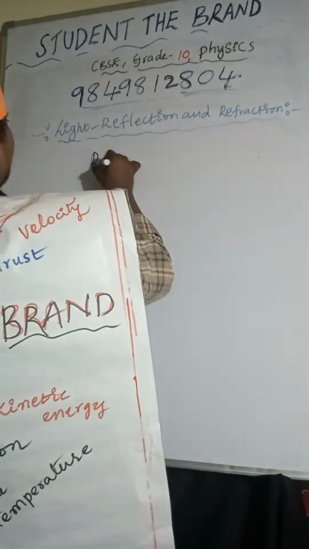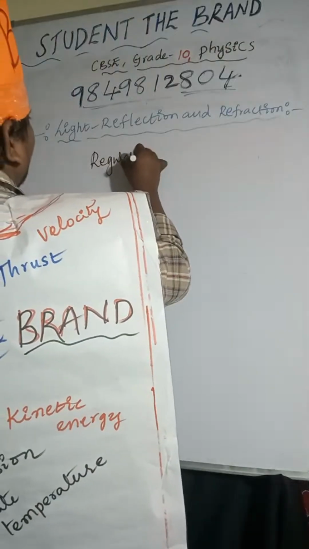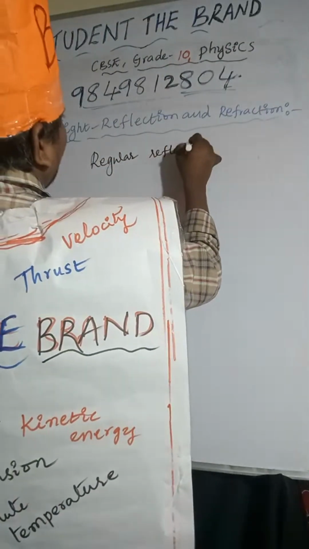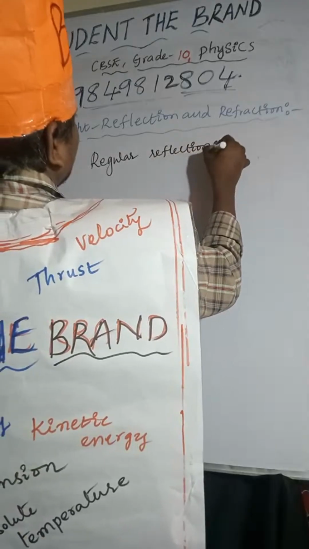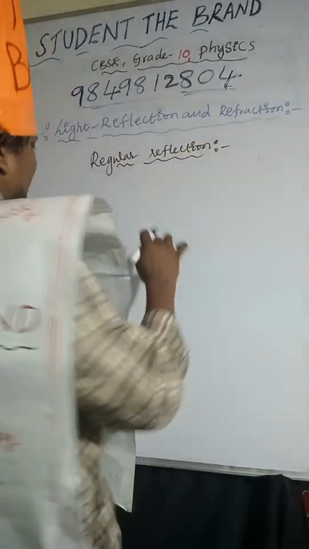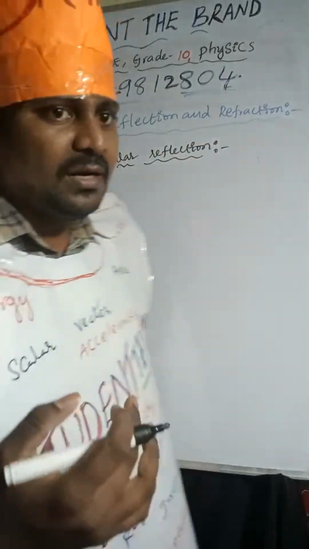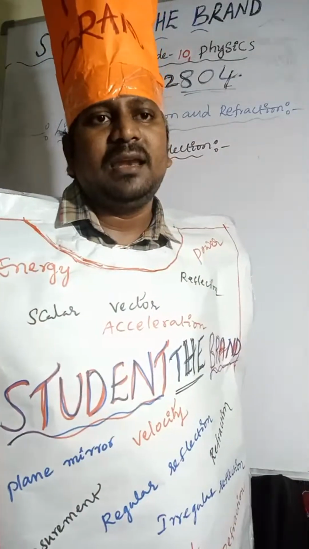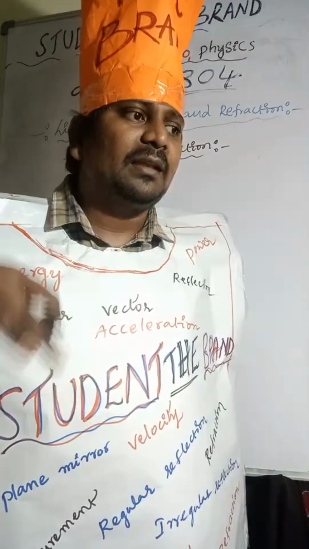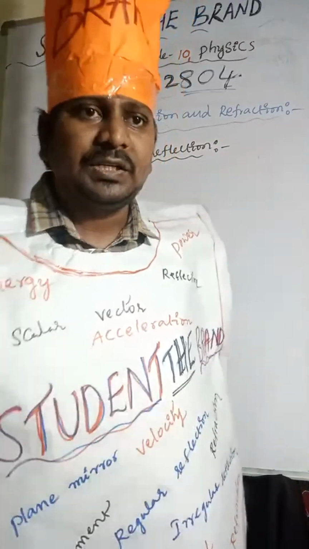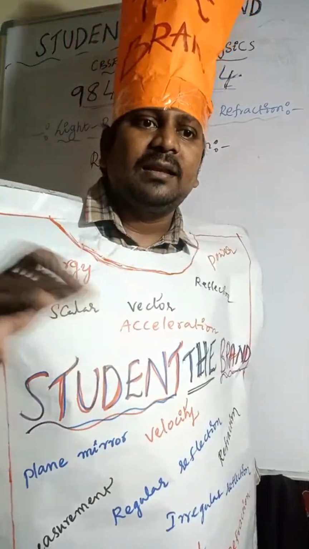So what is meant by regular reflection? Sir, what is the meaning of regular reflection? Regular reflection is nothing but when incident light rays are parallel, then reflected light rays are also parallel to each other.